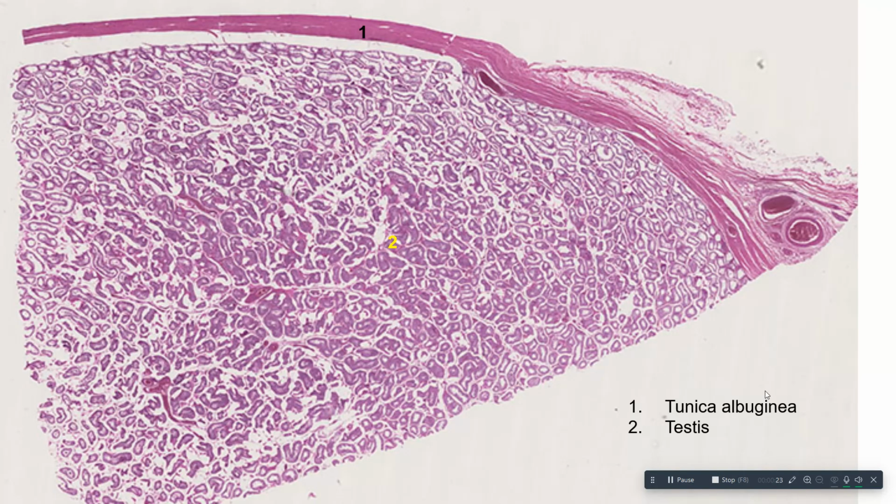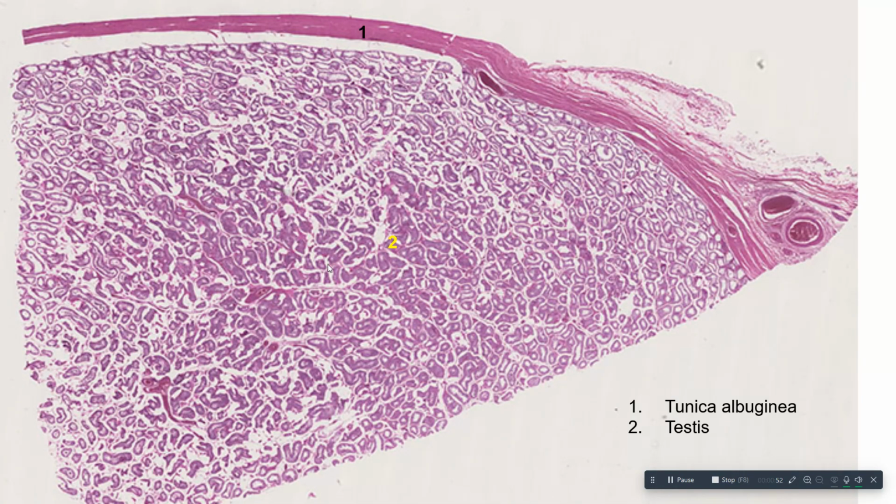And we've got our testes right here, and this is kind of like a zoomed out view. And what we see here are two things. We see the internal structure of the testes here, as well as its connective tissue capsule. And so this pinkish area, lots of collagen in here. This is the tunica albuginea, which is basically the connective tissue wrapping around the testes.